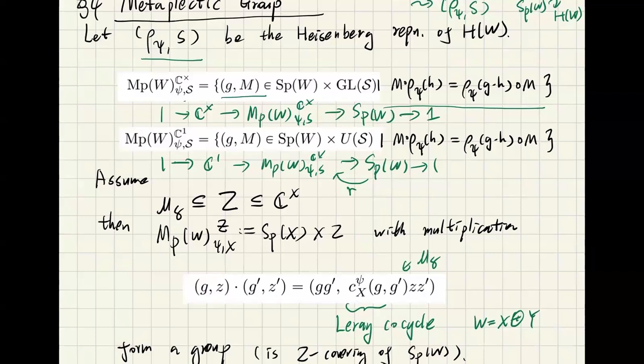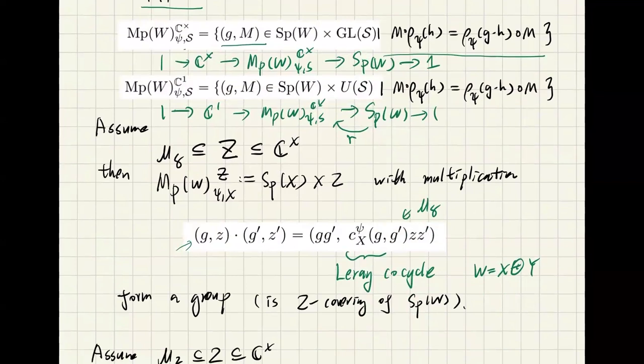Once you have this cocycle, you can abstractly define a group which consists of Sp(W) and C cross, as a set. The multiplication is given by this formula. This is a general fact for group extensions: as long as you have a 2-cocycle, you can define an extension. As long as this contains mu8, you will have this group. Therefore, the Leray cocycle tells us you can define at least the 8-fold covering of the symplectic group.